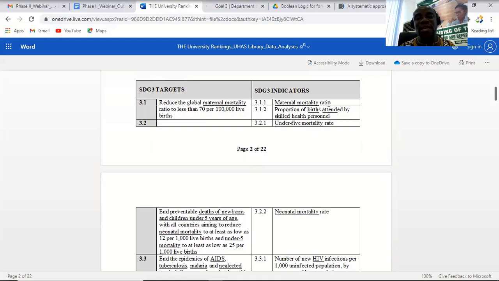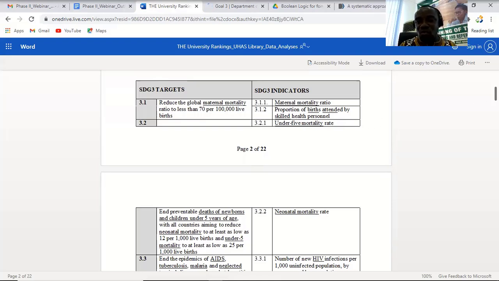The ratio is not important here. Proportion of births attended by skilled health personnel. So I underline births, attended or attained, then skilled health personnel. Over here, I can summarize this to mean trained midwives. So these are the processes that we used to try and identify the key terms.